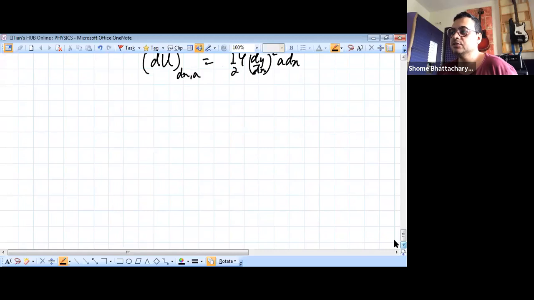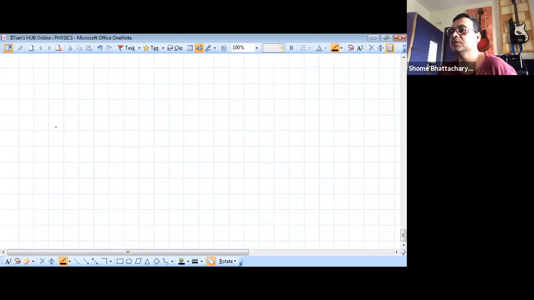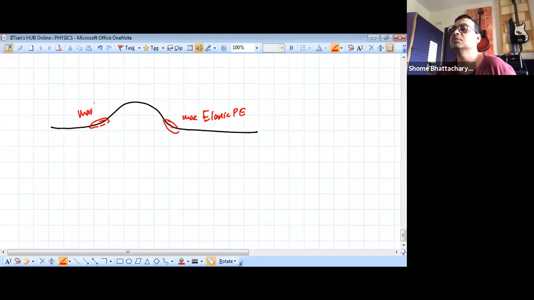Okay. So now, based on this, you can understand that if I have a pulse traveling like this, these points have maximum stretch. So these are having maximum elastic potential energy. Okay. This is also having maximum elastic potential energy.